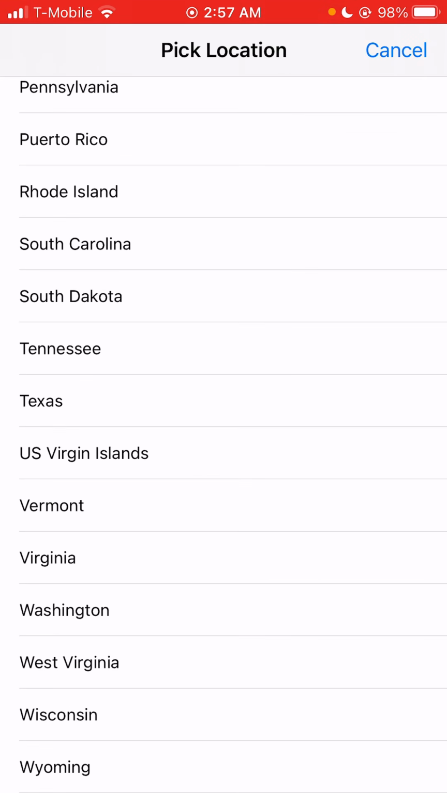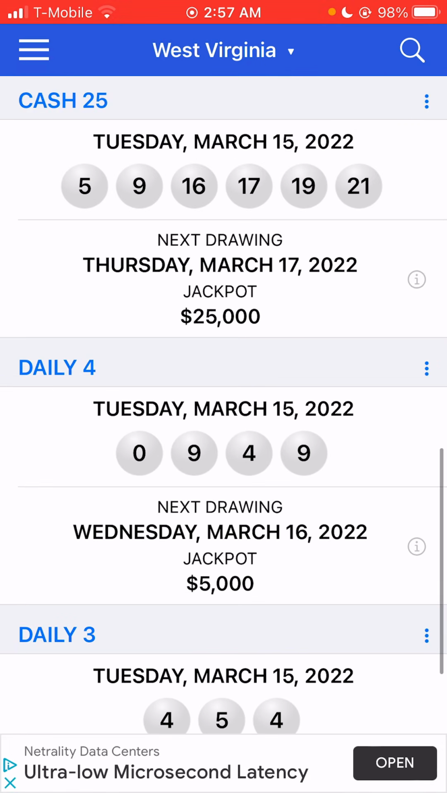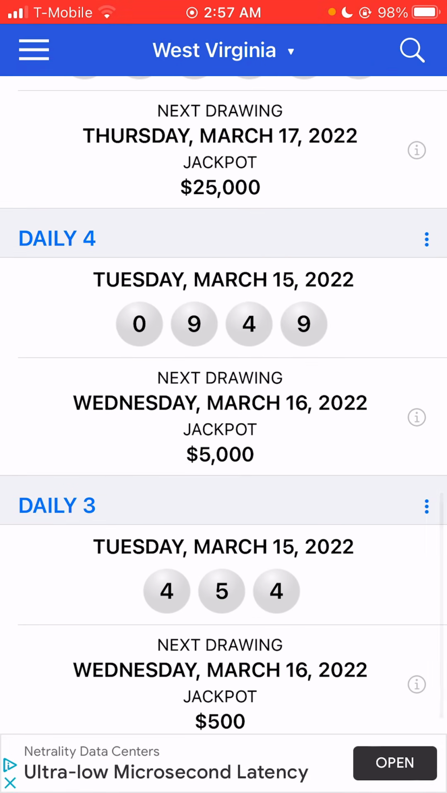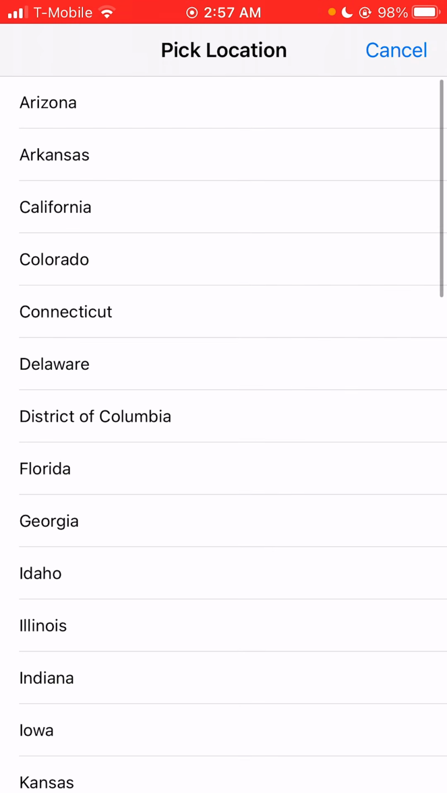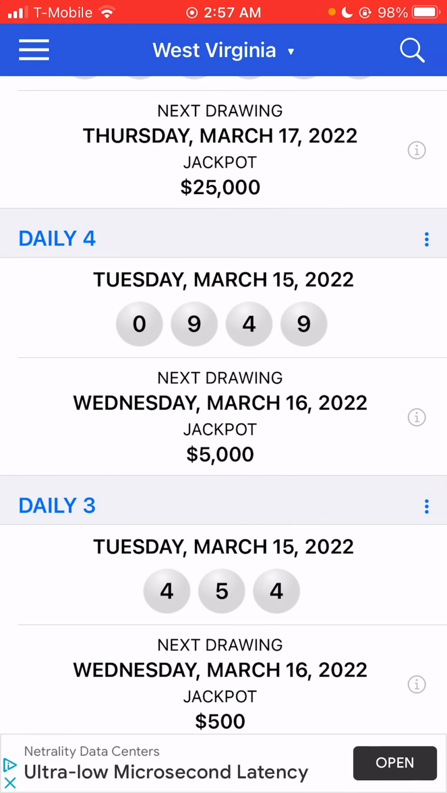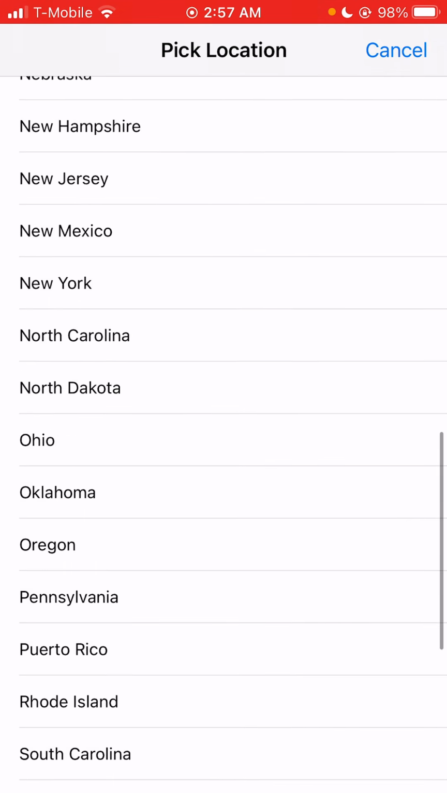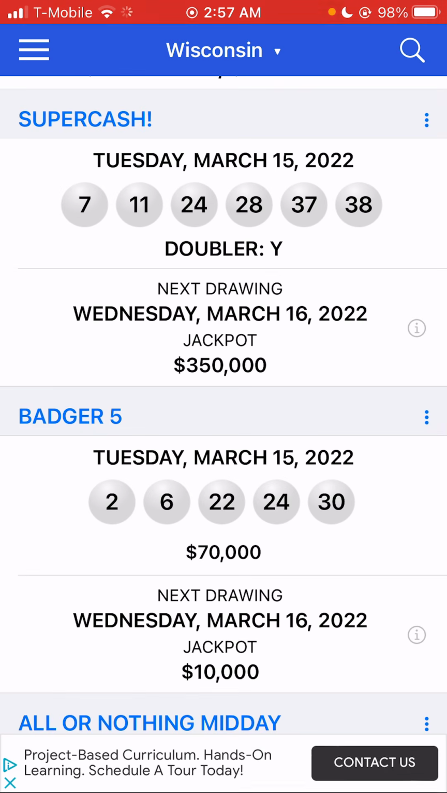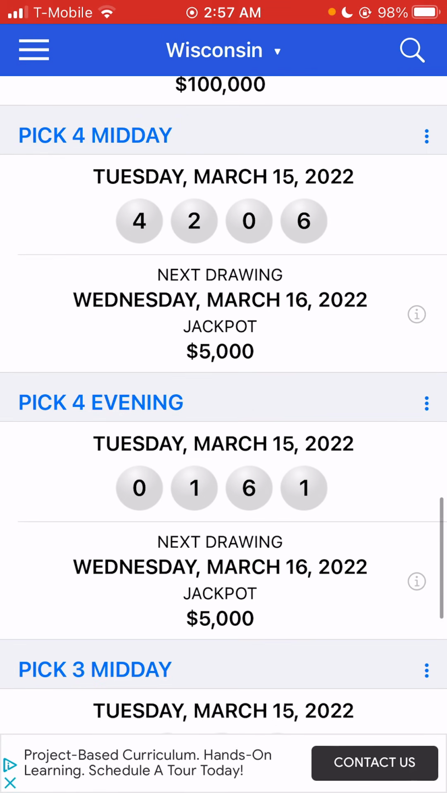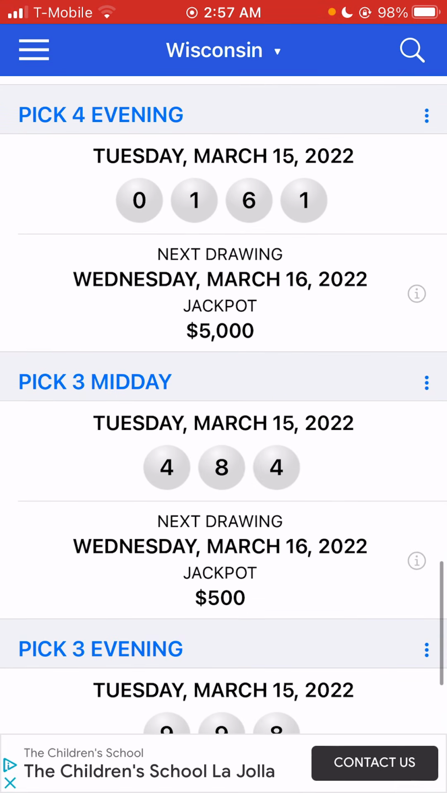Washington doesn't have it. West Virginia. Okay, so if I was doing this one, I would do the 0, the 9, the 4 in the grid. Wisconsin. Okay, I wouldn't do the midday. If I was doing the evening here, I would do the 0, the 1, the 6 in the grid.